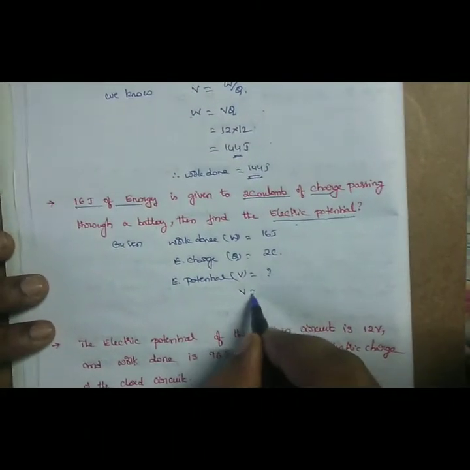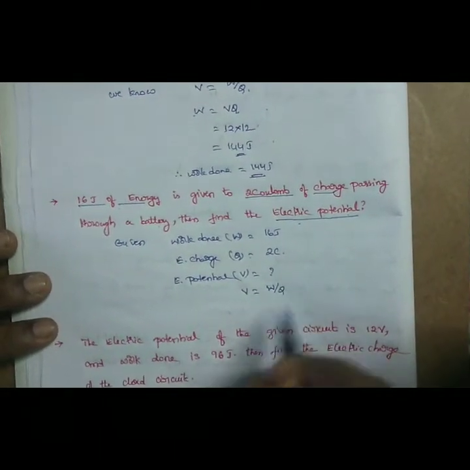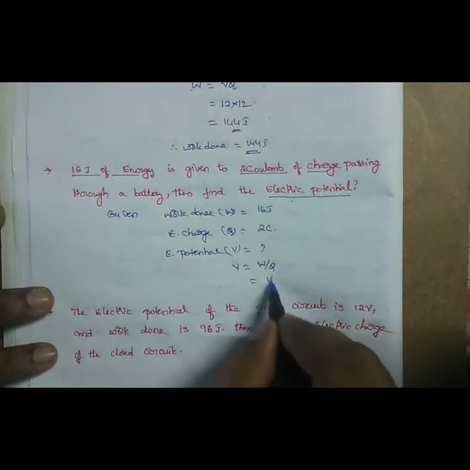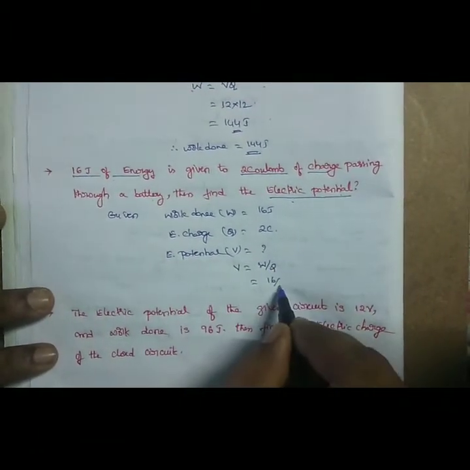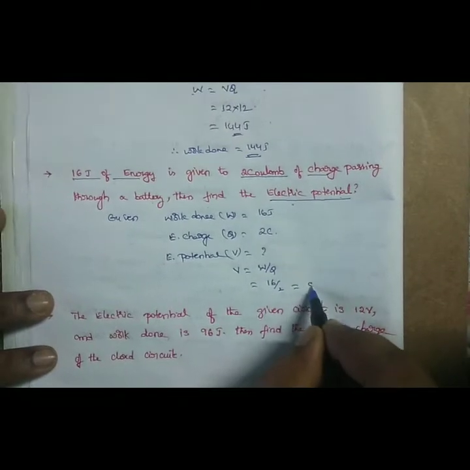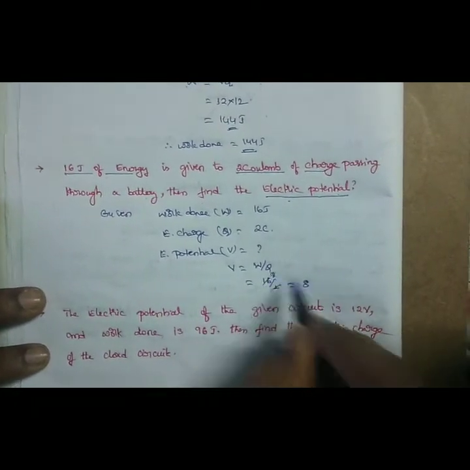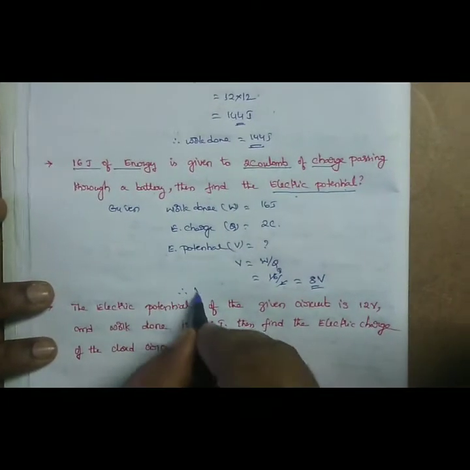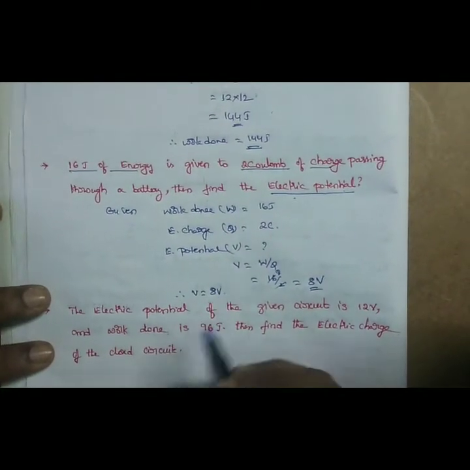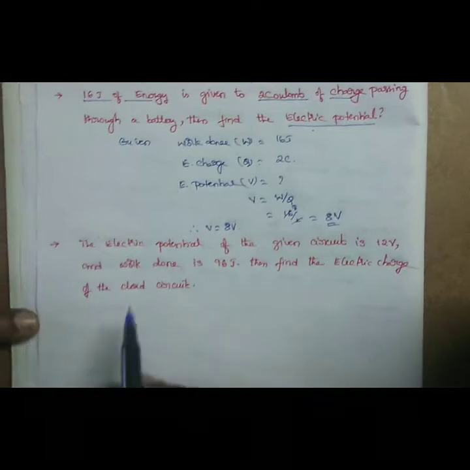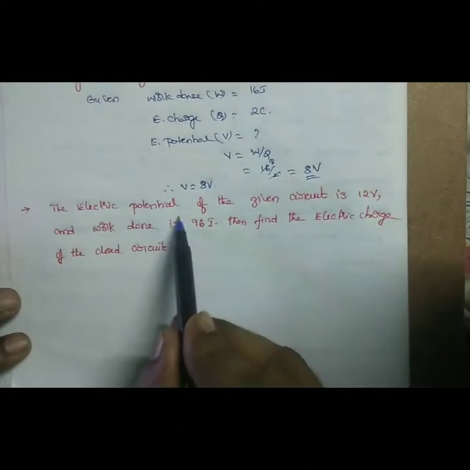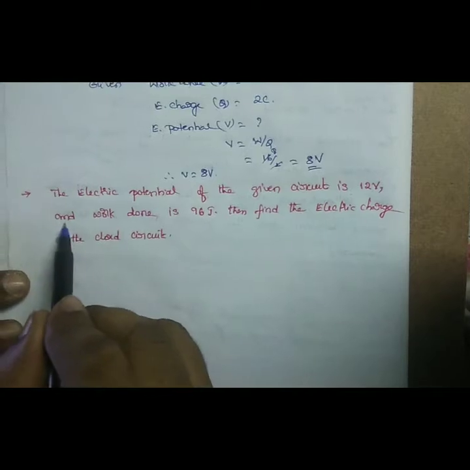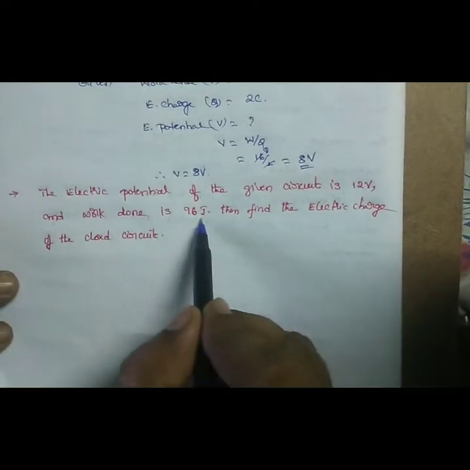We know the formula V is equal to W by Q. How much is W? W means 16. How much is Q? 2. So that is equal to 2 8s are 16. So 8 volts. Therefore, V is equal to 8 volts. Now let's see the third problem. The electric potential of the given circuit is 12 volts and work done is 96 joules.